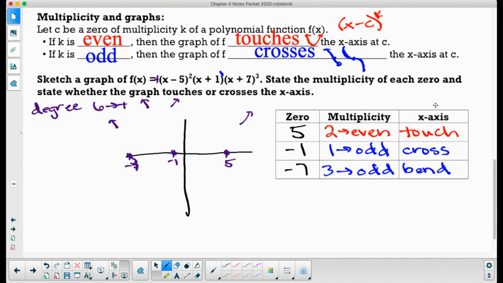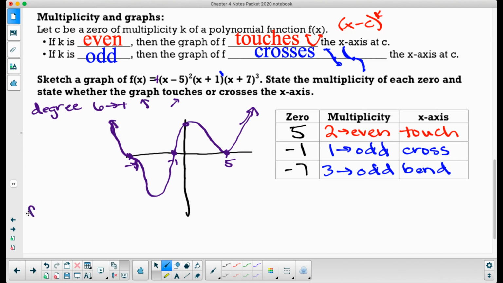From here, we can start sketching our graph. We can use our multiplicity and sketch in any curves that we need to in between. At -7, we have an odd multiplicity, so we're going to cross the x-axis with a slight bend in it. As you come down, you're going to flatten out there and then bend through. And then at -1, we come back and just cross. We can just keep going up. Then we're going to cross the y-axis and then come down to 5 and touch and go back up.